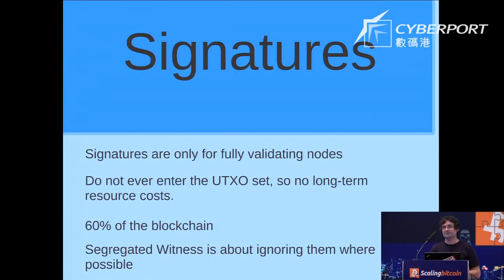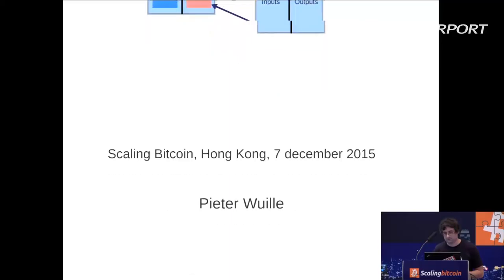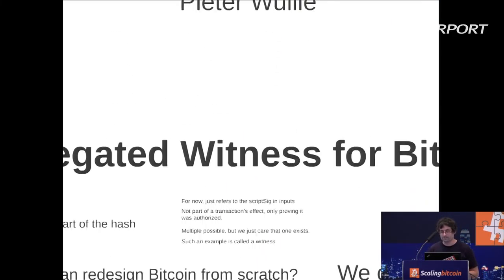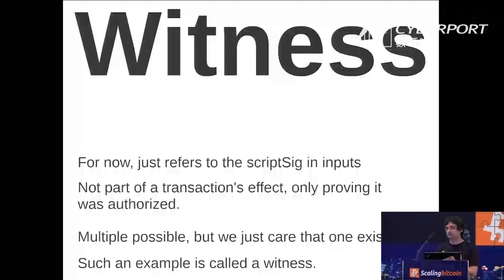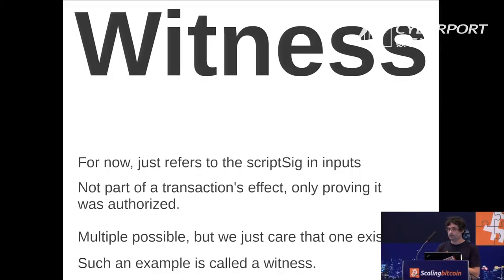So segregated witness is ultimately about trying to ignore these wherever we can. And that's in various places. So segregated witness, where does the name witness come from? For now, it's really just another word to refer to the script sig or the signatures inside transactions. Later I'll extend it to mean more, but for now it's just a synonym. And the reason for this name is these signatures are not really a part of a transaction's effects. They don't describe what the transaction is doing.